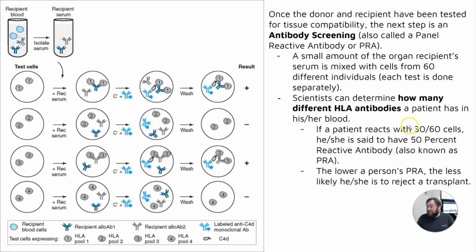So if a patient, say, has 30 of 60 reactions in these little wells, they have a 50% reactive antibody. Their antibodies are reacting to half of this huge population of people. So they have a 50% PRA. The lower the number, the better. The lower the number, the less likely they are to reject a transplant, because that means their antibodies are less reactive to other tissues, even if they aren't a perfect match.